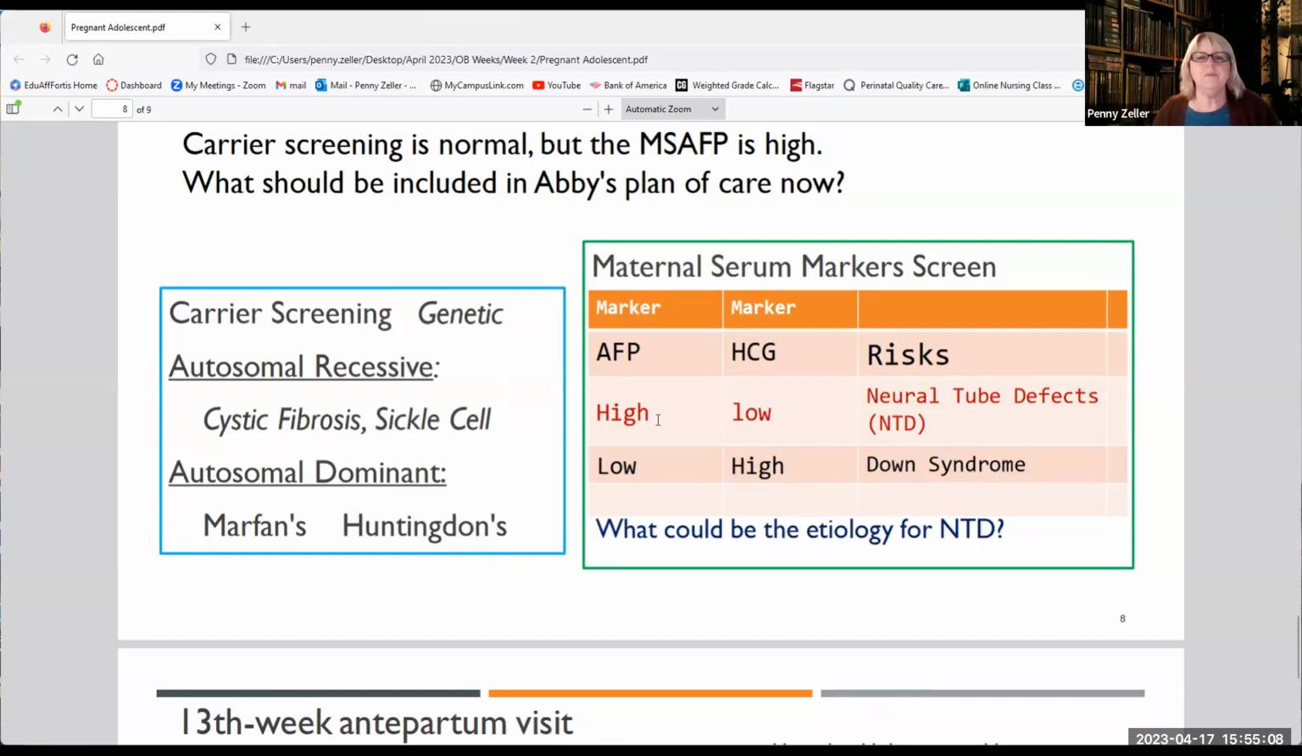Yeah, see, AFP high is maternal serum marker indicative. The AFP and the HCG are maternal serum markers. There's 4 markers that we test for, but these are the only 2 that you need to be familiar with.